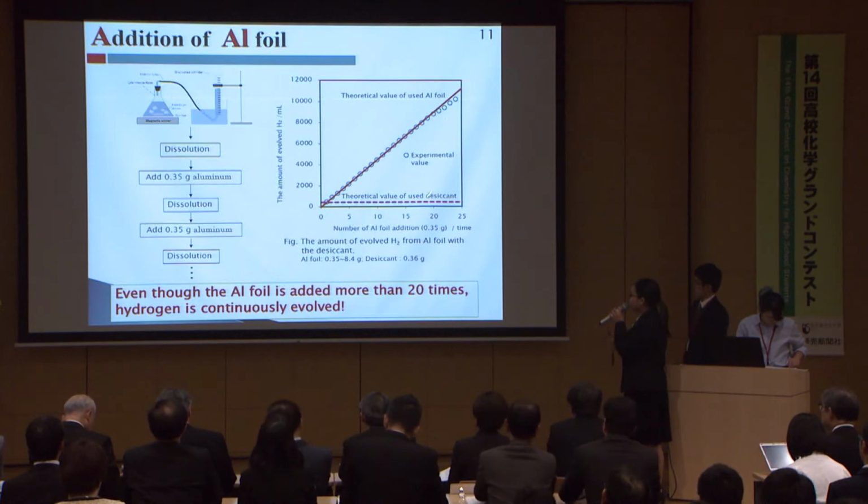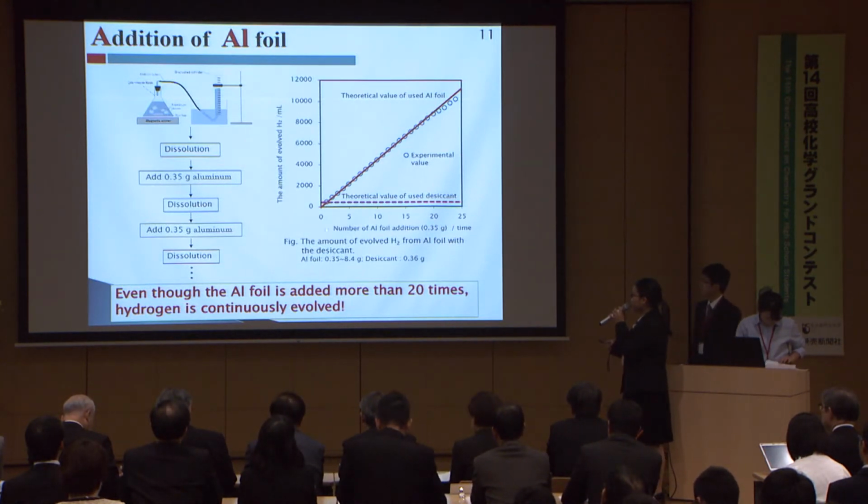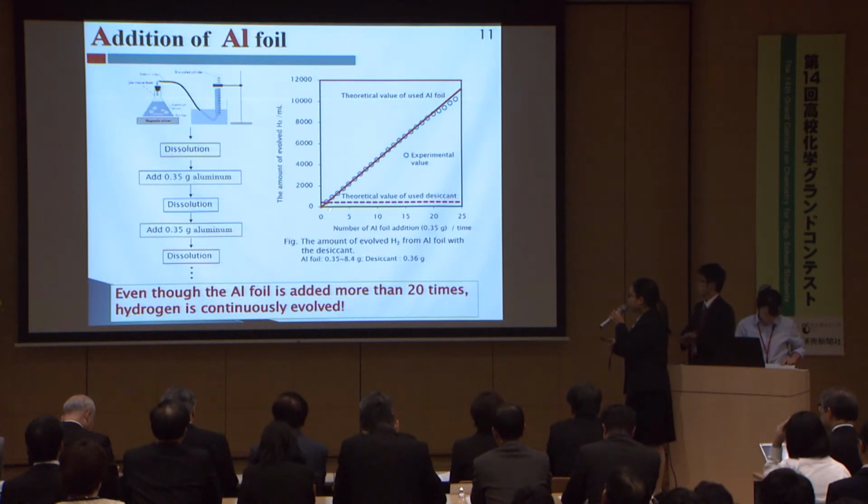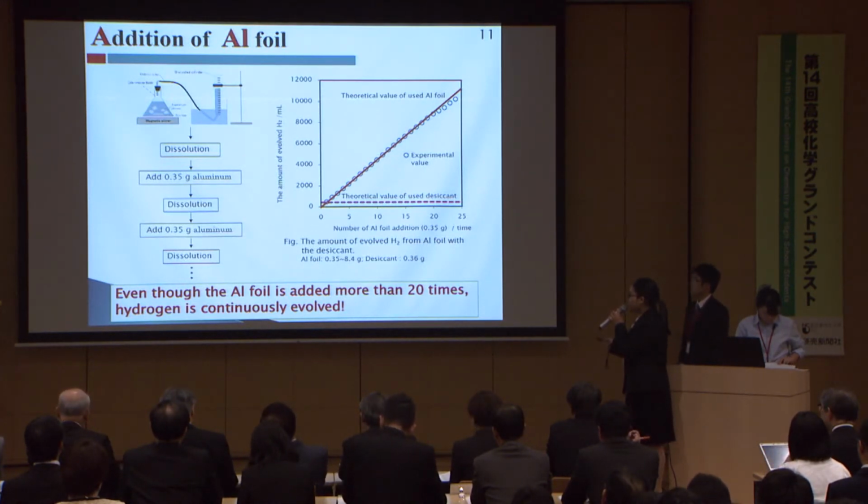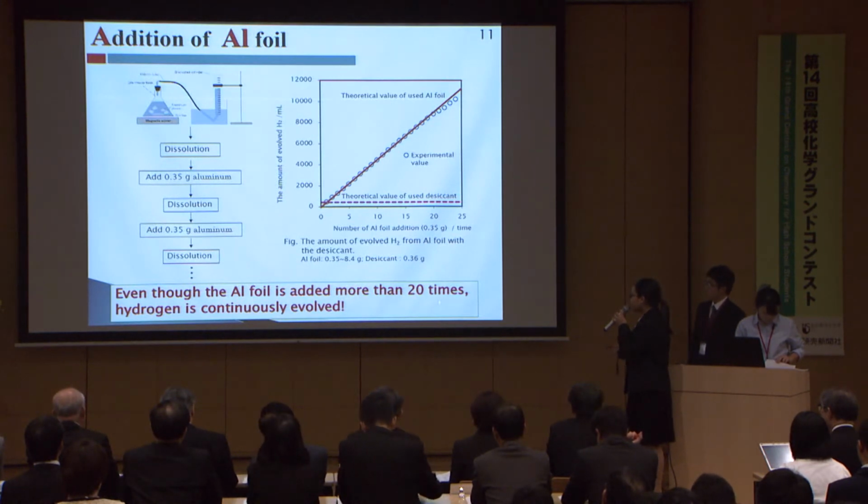This figure shows the result. The horizontal axis shows the number of aluminum foil additions. The vertical axis shows the total amount of evolved hydrogen. As a result, hydrogen is continuously evolved, even though the aluminum foil is added more than 20 times.